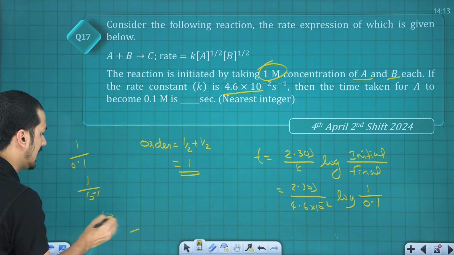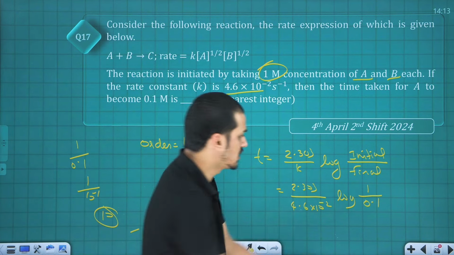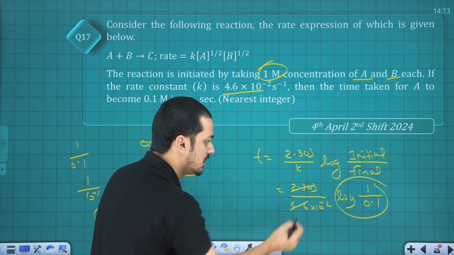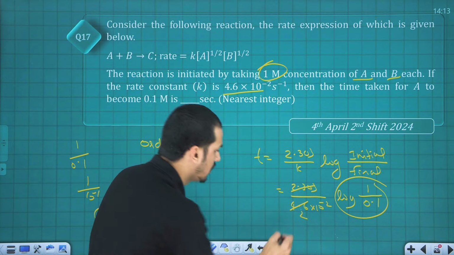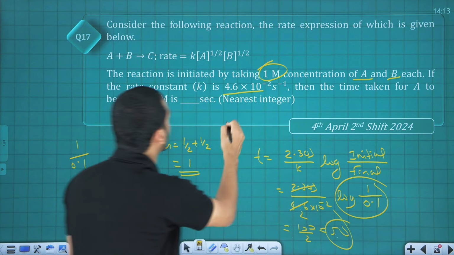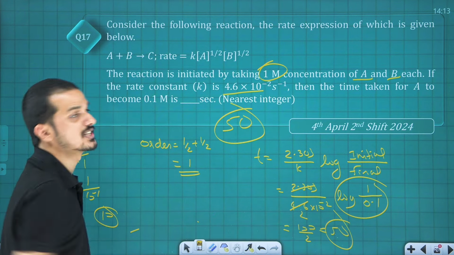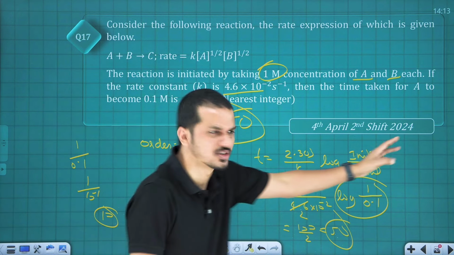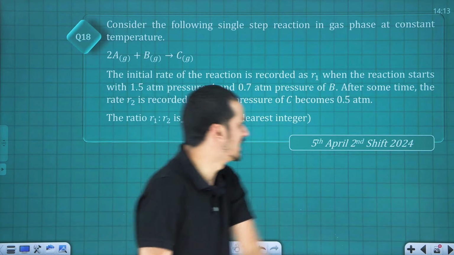That will go to the top as 10. Log 10 is 1. This is 1, so I can cancel it. That will be equal to 2. So 10 raised to minus 2 will go to the top as 100 by 2, so 50. So our answer is 50 seconds. That's the time. Clear, dears? Simple, direct formula. 2024 question. Okay. Next.